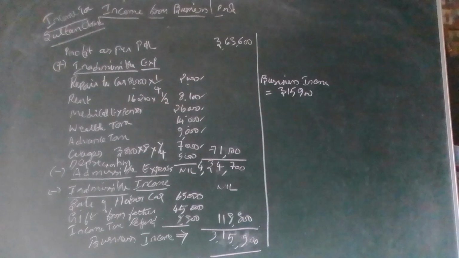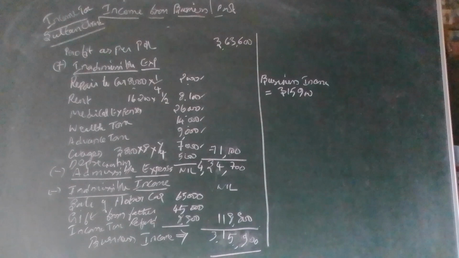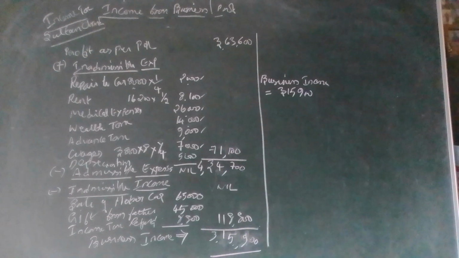Then advance income tax paid. Income tax, as I already told you at the inception of the chapter, is personal in nature. It is our personal commitment. We cannot shift or transfer the liability of income tax to others' shoulders. So whether it is normal income tax or advance income tax, both are inadmissible items.